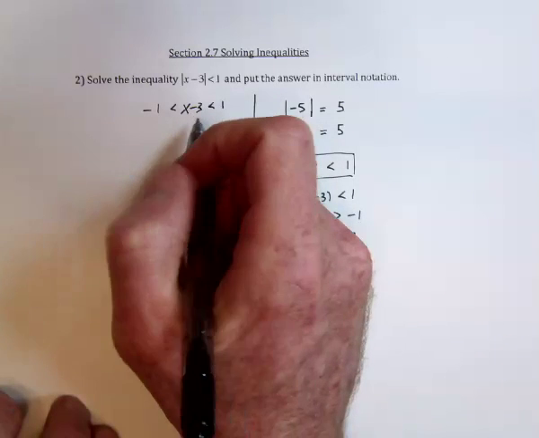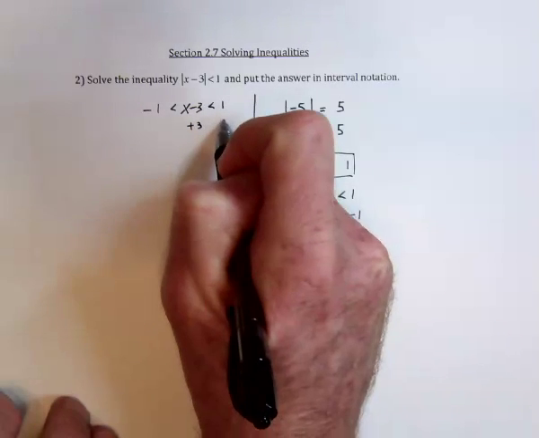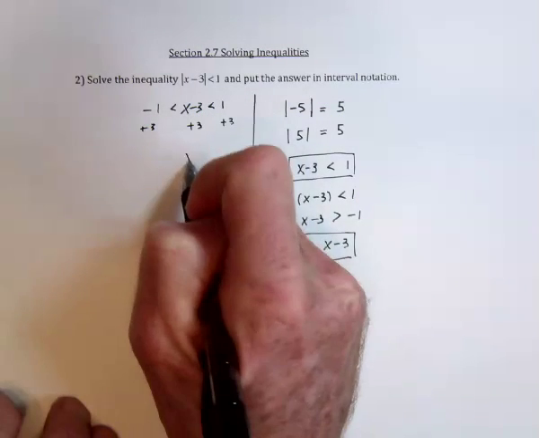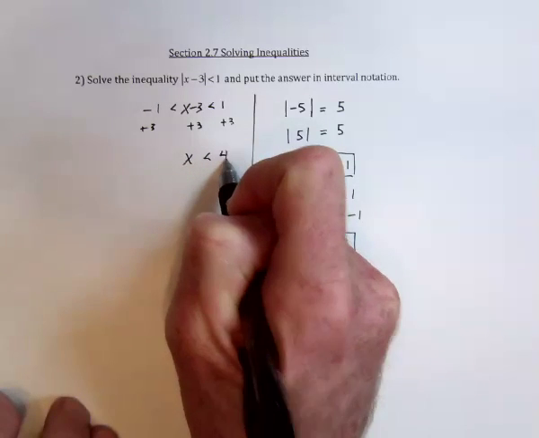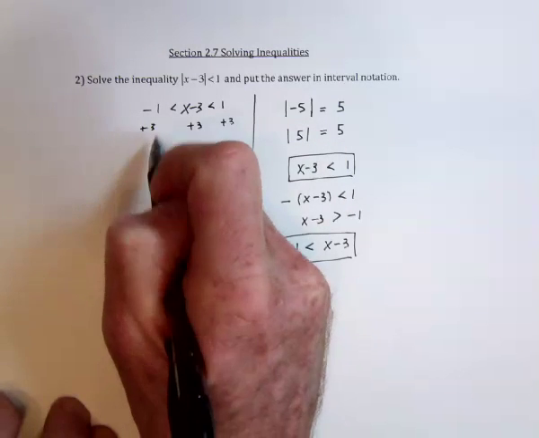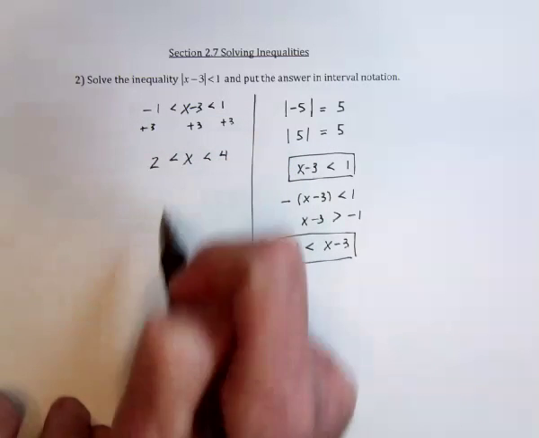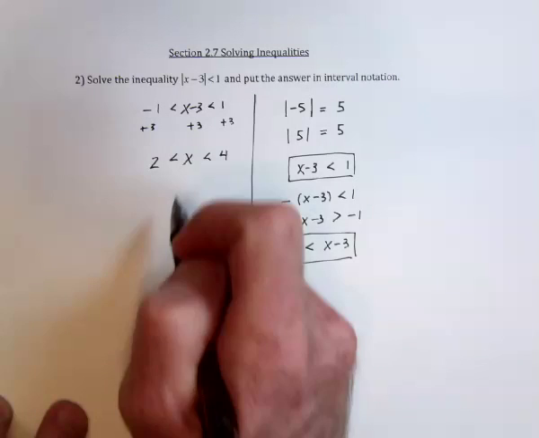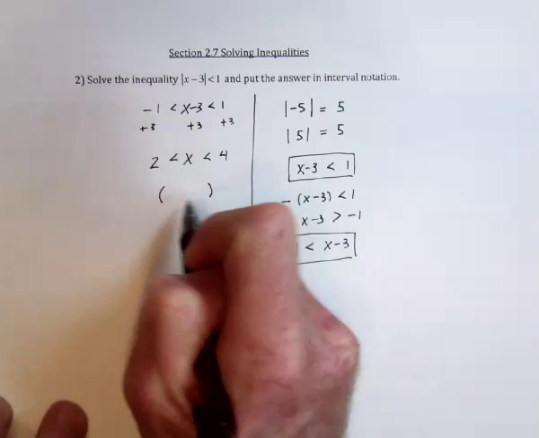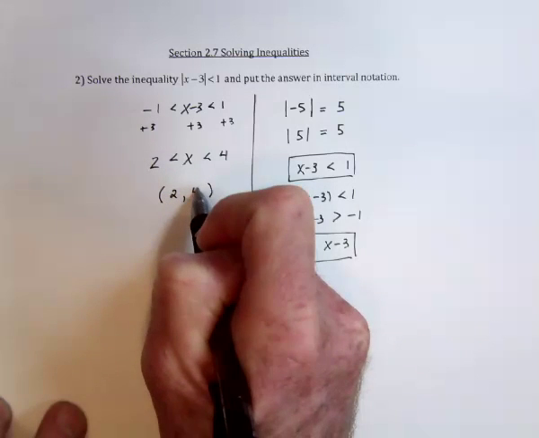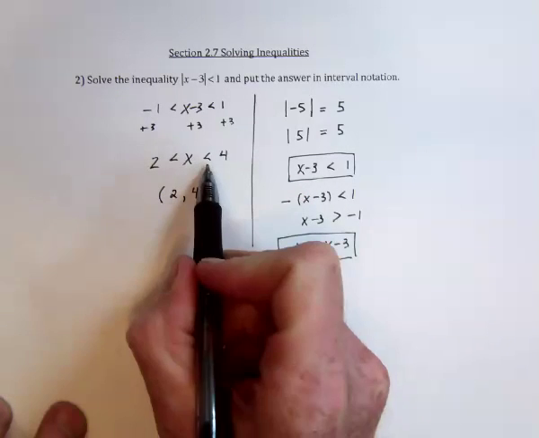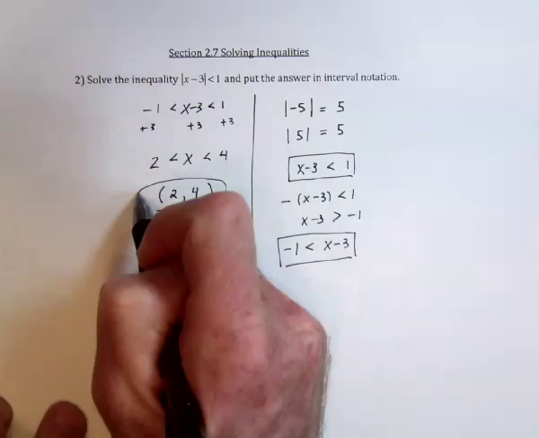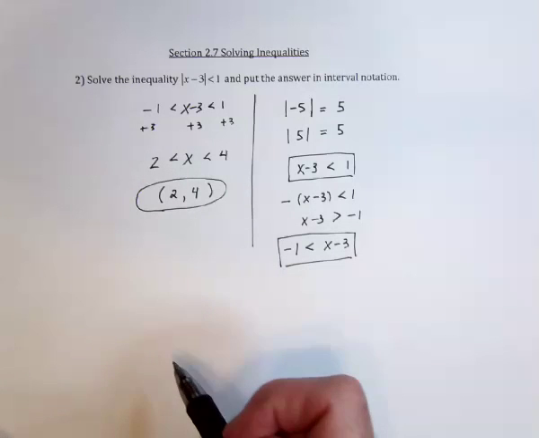Now, to solve for x, we need to add 3, but we're going to need to add 3 to all three places. So we've got x is sandwiched between a 2 and over here a positive 4. And the last thing to do is put it in interval notation. So with the x being between those two numbers, we're talking about the numbers from 2 to 4. And since there is no equals on these, we use round parentheses to say the x can get as close as it wants to a 4, but never actually equal to it.